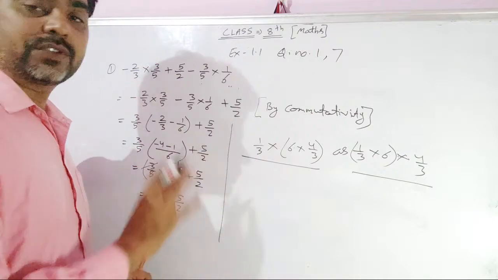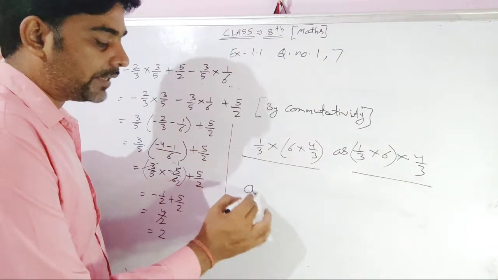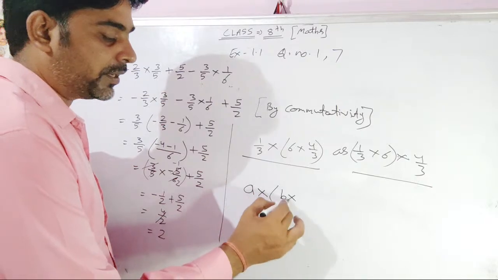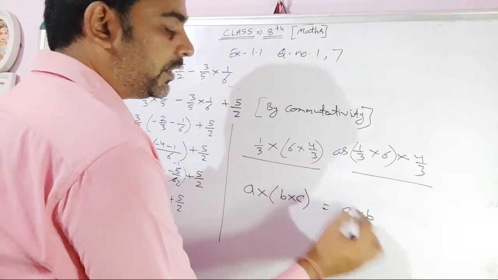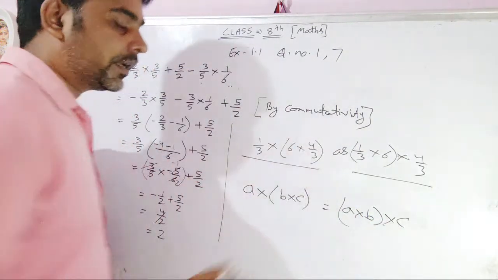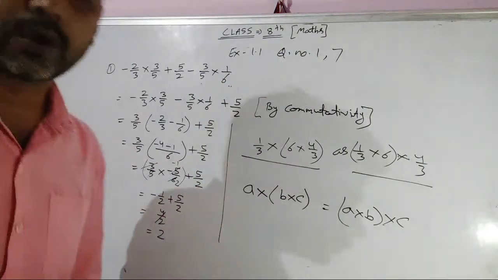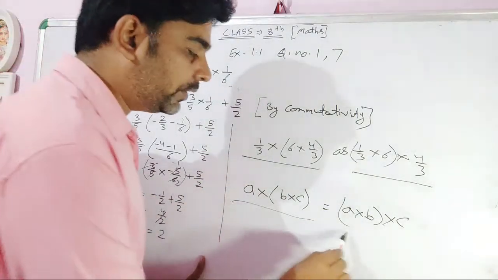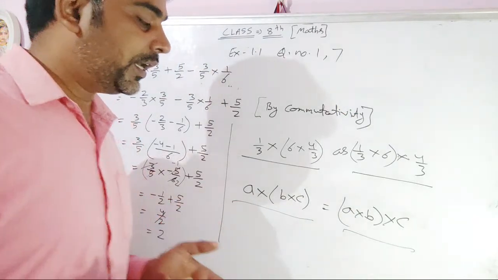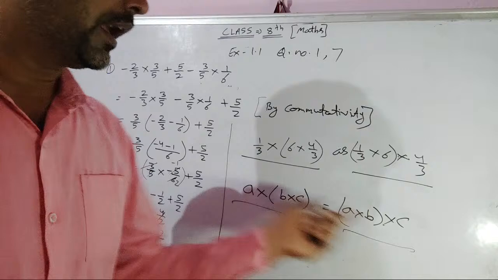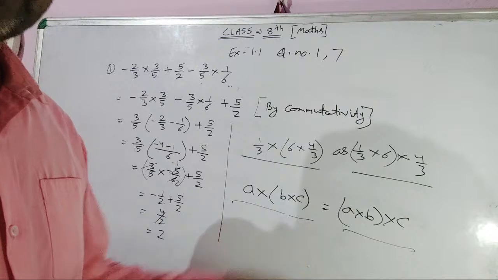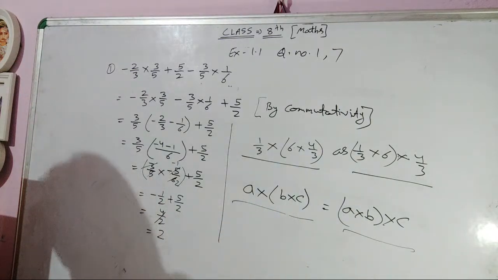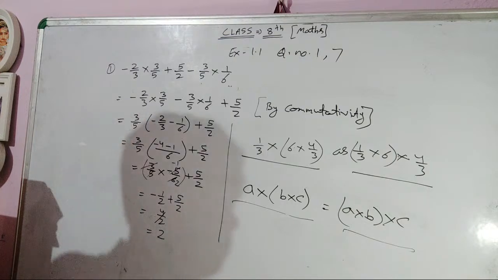Which property is being used here? Tell me which property allows you to write this term as A multiplied by B multiplied by C. Can I write this as A multiplied by B multiplied by C? Are both equal or not? We all know that both are equal to each other. So with the help of which property can I write this thing as this one? Anybody can tell me which property is being used here?